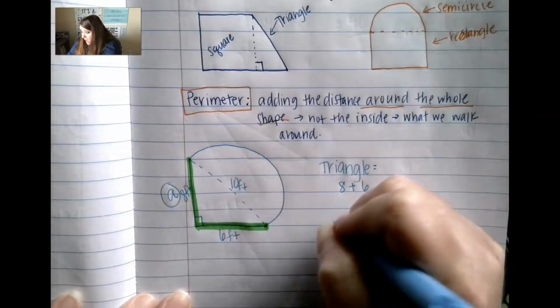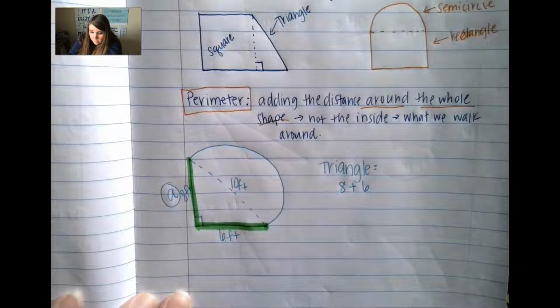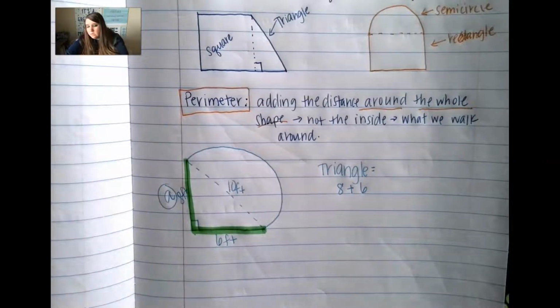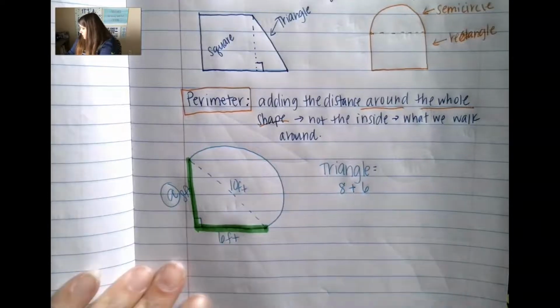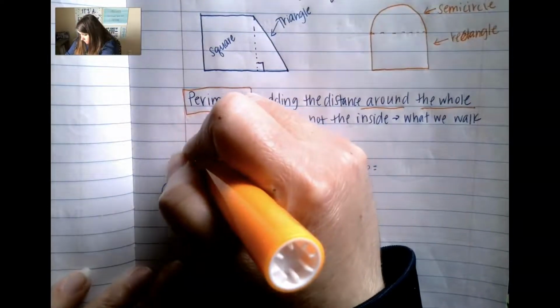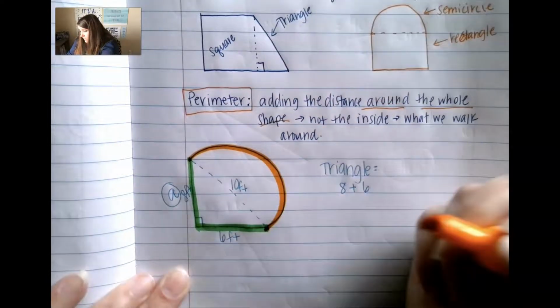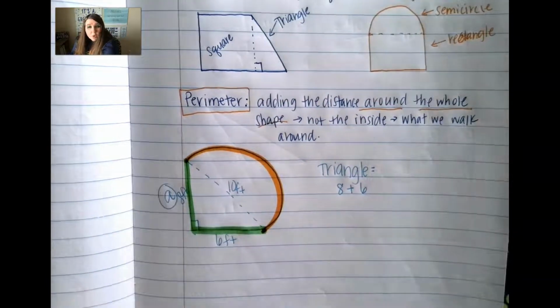Now, I also have a semicircle. Okay, and on my semicircle, let's switch to a different color. On my semicircle, I am only walking on the perimeter that is here. So just the curve. So let's look at my semicircle.